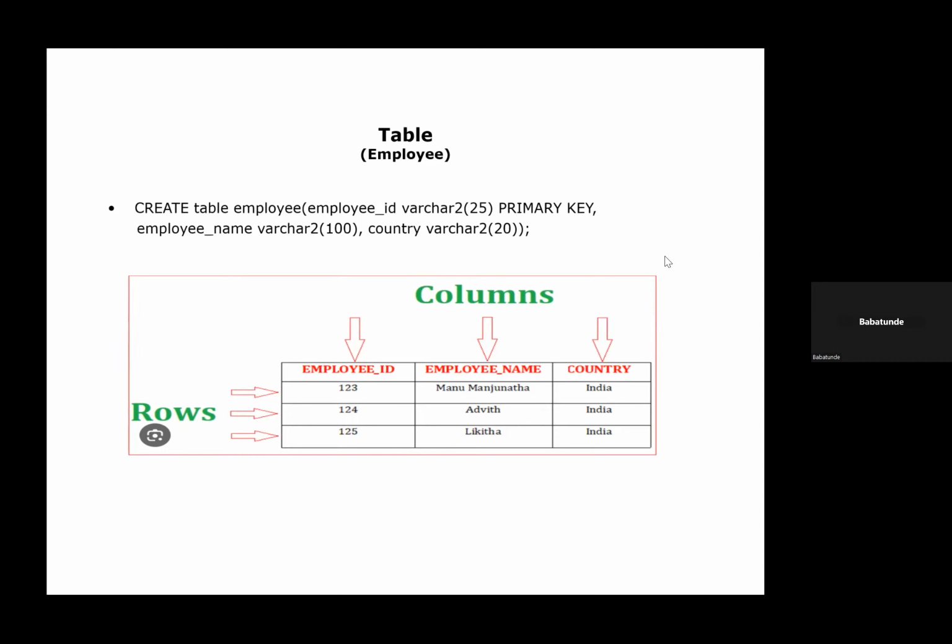This is the employee. You see the information: employee ID, employee name, the country. So you can see these are the records. Maybe my number is number 1. My name is Babatunde. Which country? I'm from England. So these are the records you put in, like when you remember the spreadsheet.